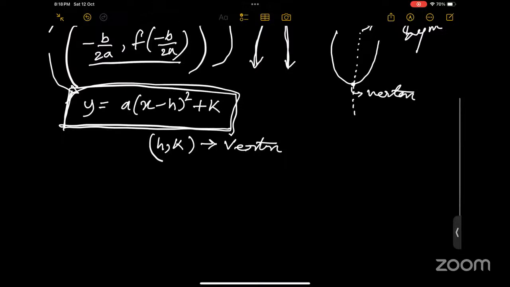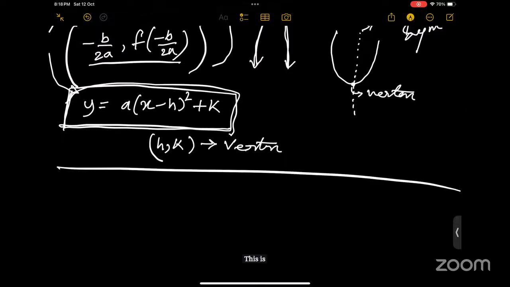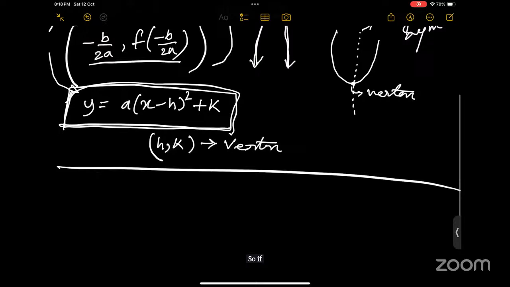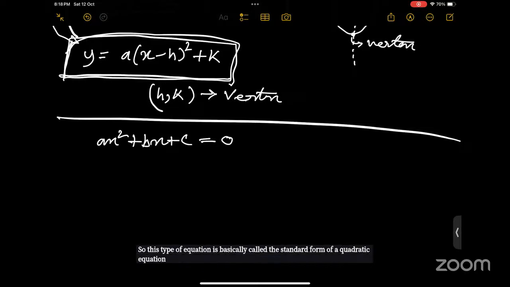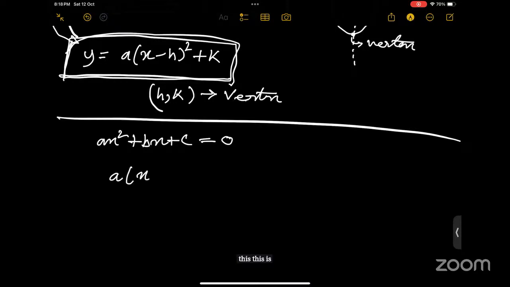So this is about the parabola. If you have some equation ax squared plus bx plus c, this is a quadratic equation, right? So this type of equation is basically called the standard form of a quadratic equation, right? Also, we have another form, which is called the intercept form. This is something like that.